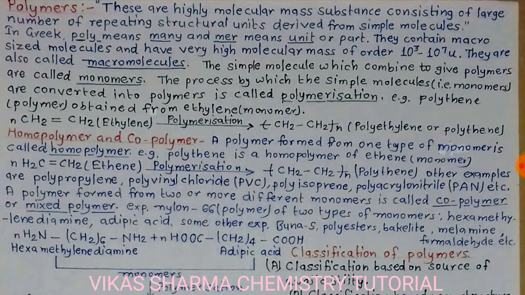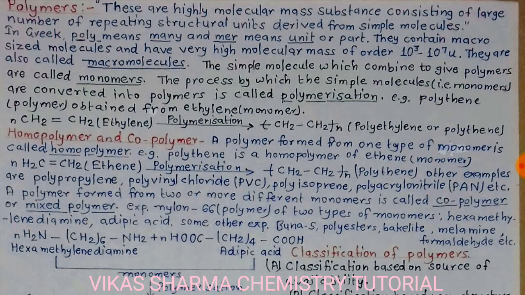So we start now. Polymers. These are high molecular mass substances consisting of a large number of repeating structural units derived from simple molecules. In the Greek language, poly means many and mer means unit or part. They contain macro-sized molecules and have very high molecular mass, of the order of 10^3 to 10^7 u. They are also called macromolecules.